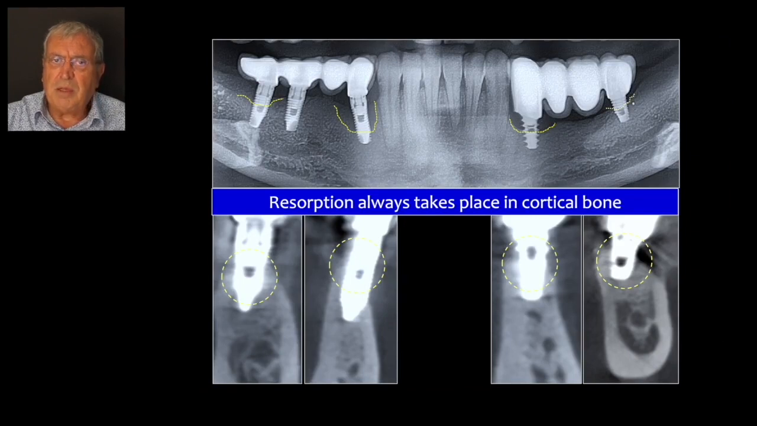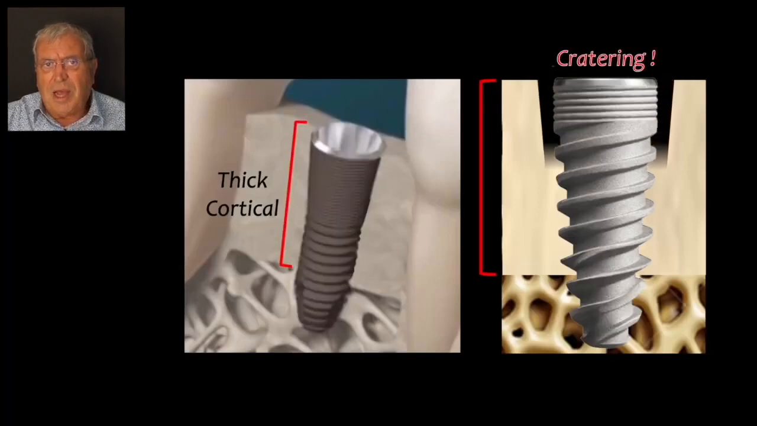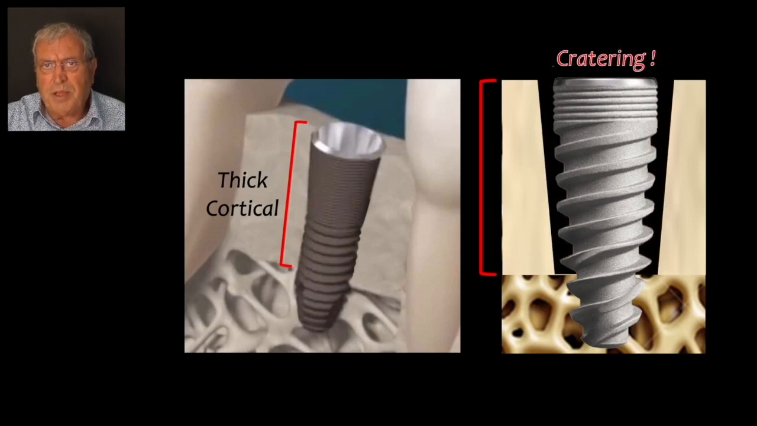For periimplantitis, we see that the resorption always takes place in cortical bone. If the cortical is sick, we will meet cratering, because any compression of the cortical bone will be followed by resorption, by oxidation.